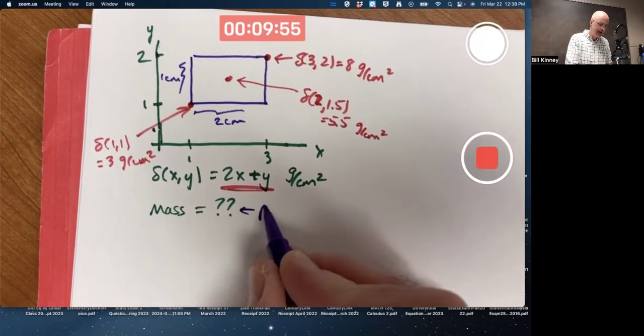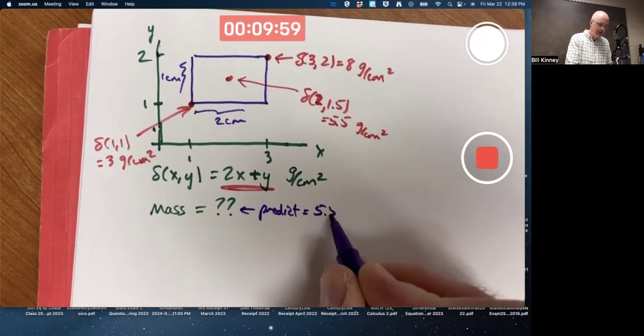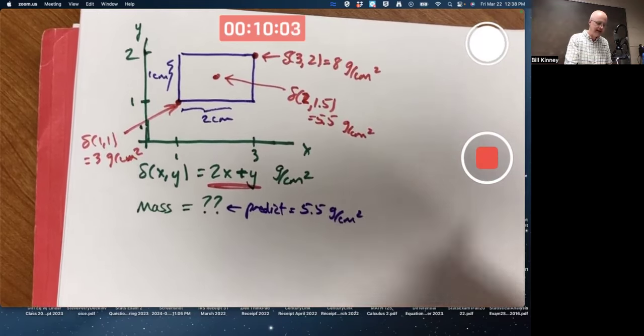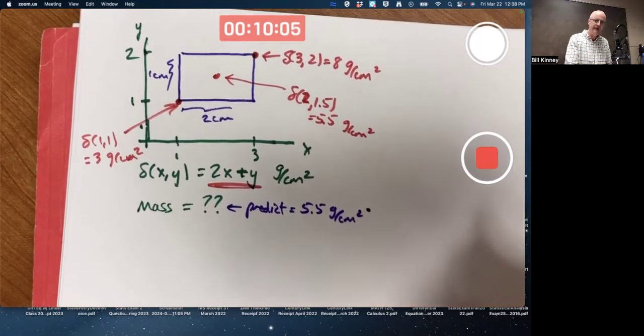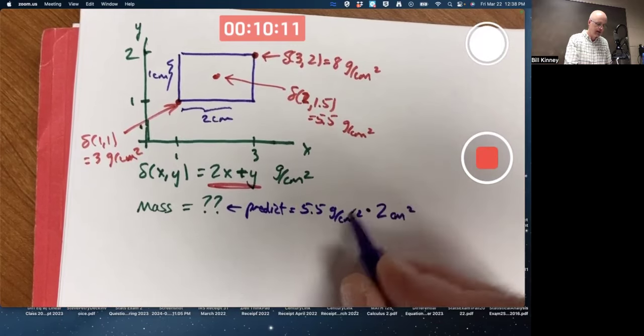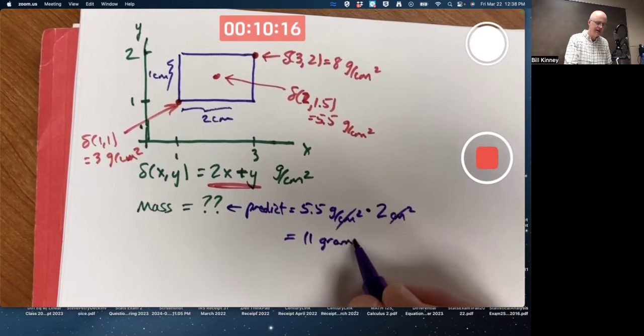So we would predict an answer of 5.5 grams per square centimeter, the average density, times the area of the entire rectangle. Base times height is 2 square centimeters. The square centimeters cancel, giving us 11 grams. That's our prediction.